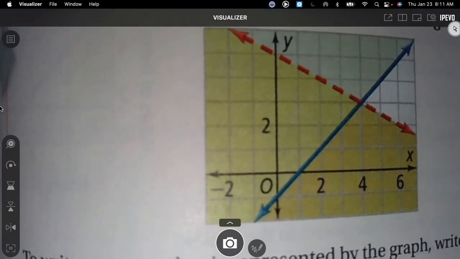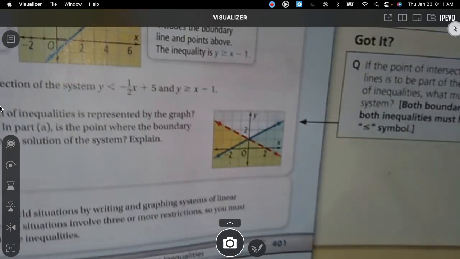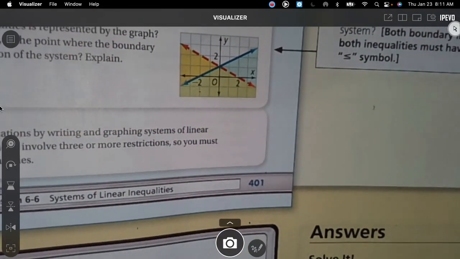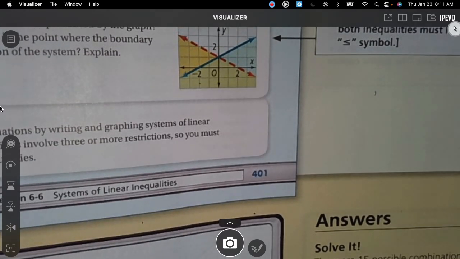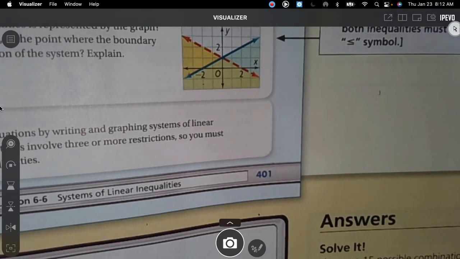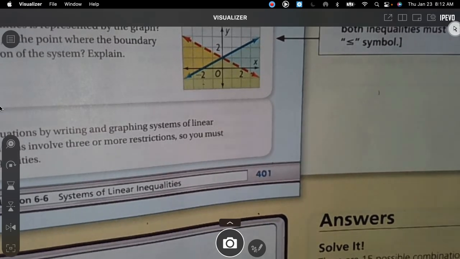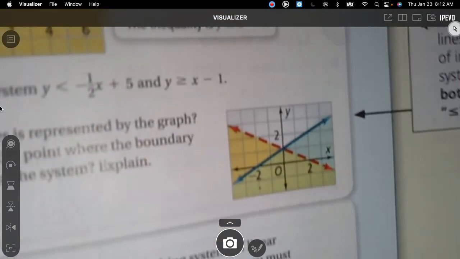Let's see. This one right here. Okay, they shaded in blue and they shaded in yellow. So can you tell on this one? I'm wanting to say that. Can you tell? Yeah, okay. I think I might have said the colors wrong on the other one. Anyway, we'll go with what I said.